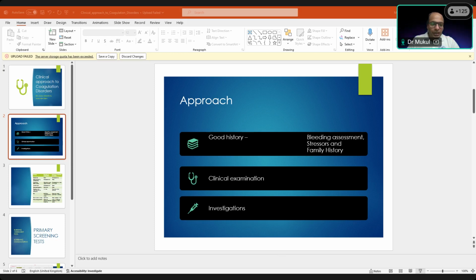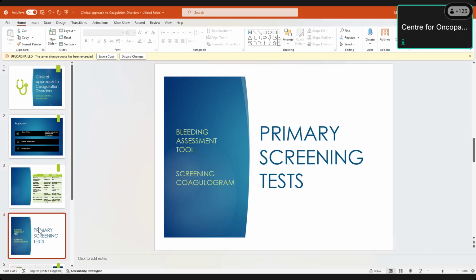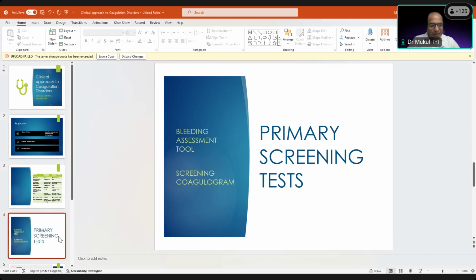Primary screening test, she mentioned screening coagulogram, but Mukul, your slide is not moving on. Your slide is not moving. Okay, sir. My bad. We're stuck on slide number 4 right now. Yeah. Sir, I was on slide 4 only. Okay, oh, perfect. Sorry. It's fine. Thank you.